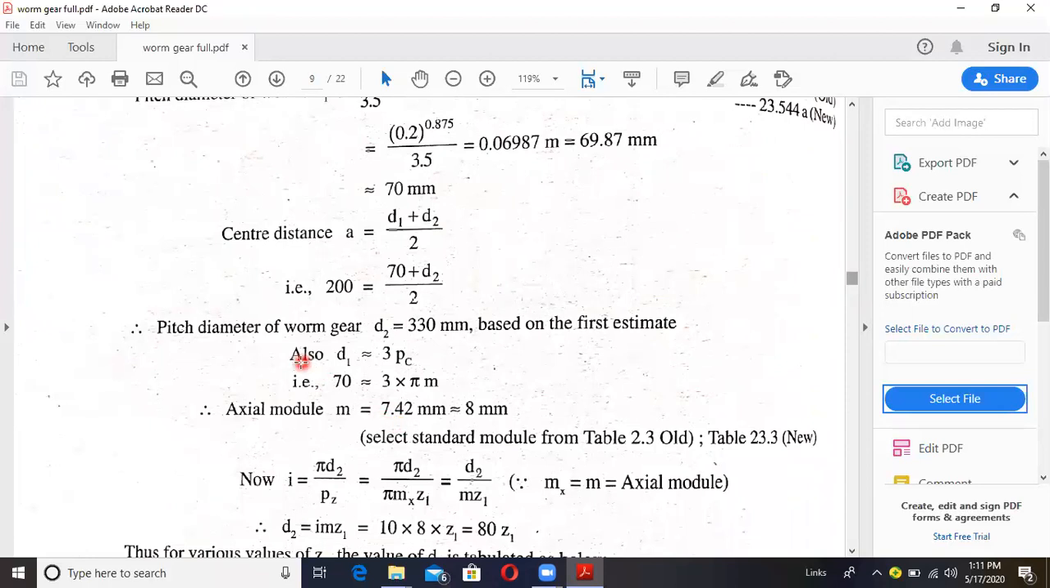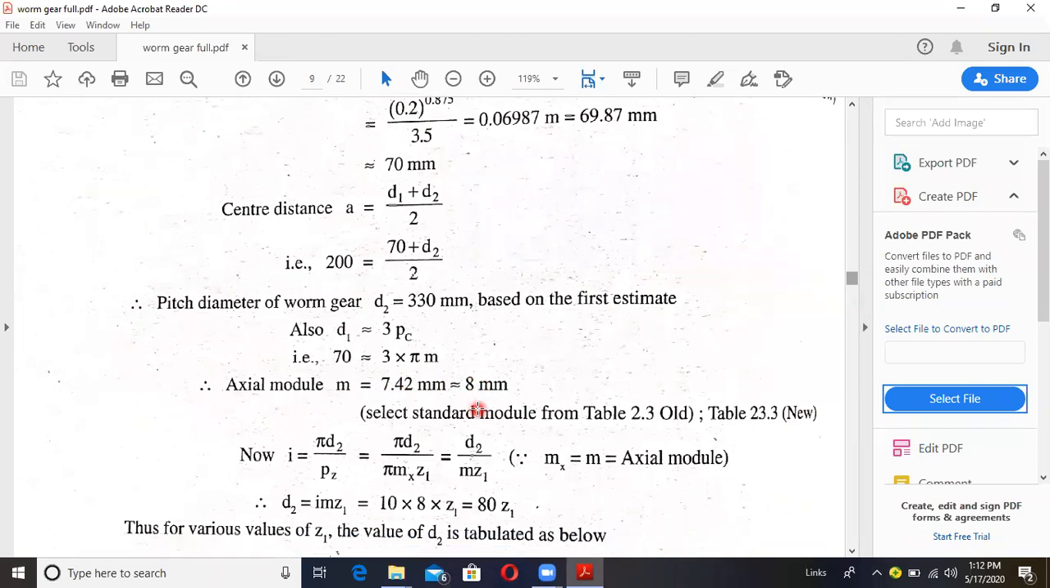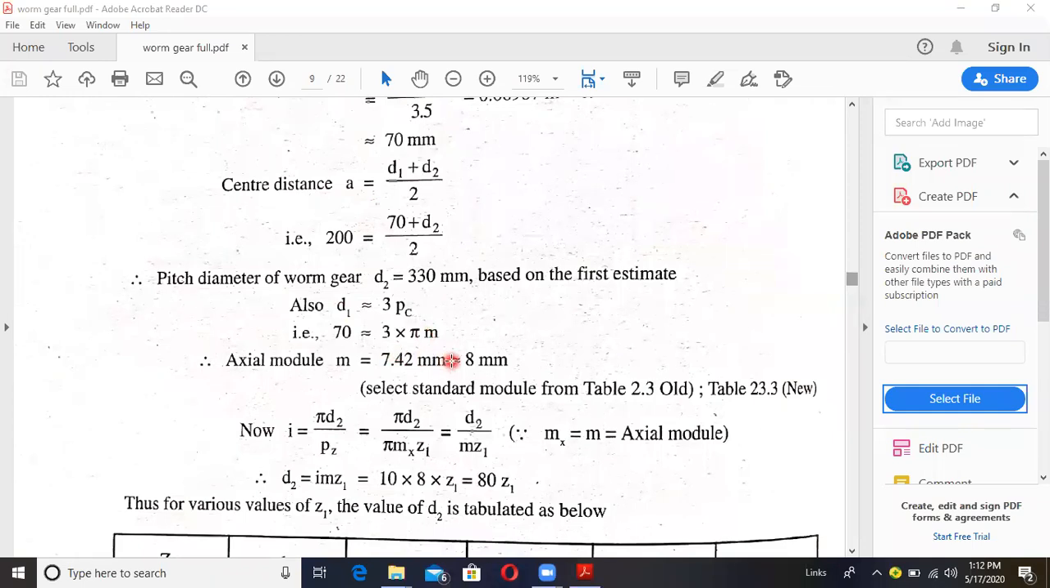For that, now we are using another formula. D1 is approximately equal to 3 times PC, where PC is the pitch circle diameter. We know that D1 is equal to 70, which is equal to 3 into PC, where PC is equal to pi into M. So in this equation, M is the unknown. We will get M is equal to 7.42 mm, that is approximately 8 mm. So we are taking M is equal to 8 mm. Now we got module is equal to 8.